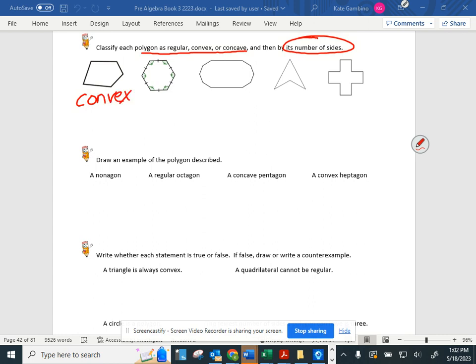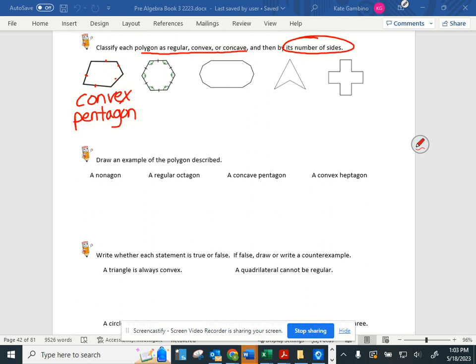Then we need to count how many sides it has. 1, 2, 3, 4, 5. A 5-sided figure is called a pentagon. So it is a convex pentagon. So you need to have both labels: regular, convex, or concave, and what we call that number-sided figure.